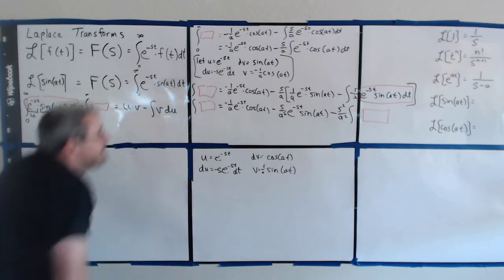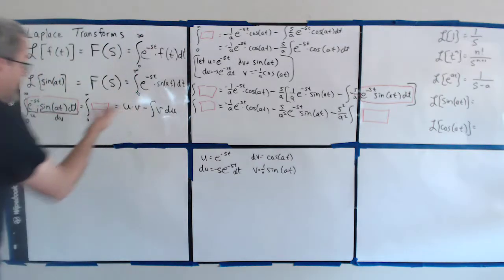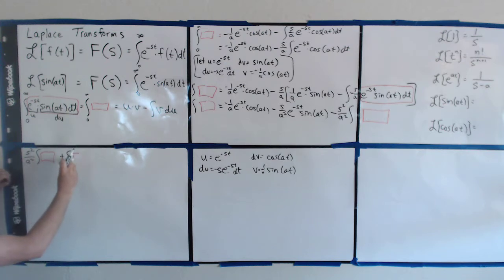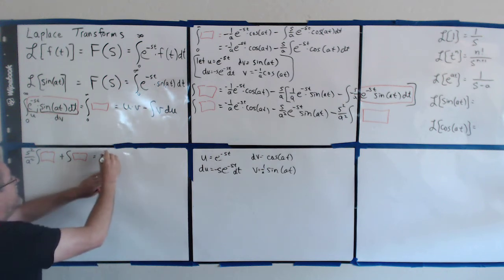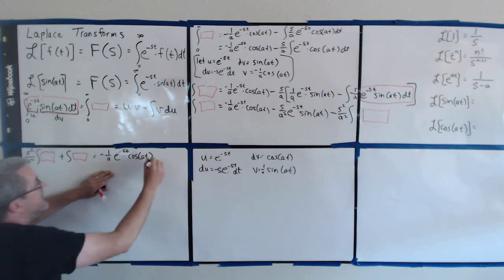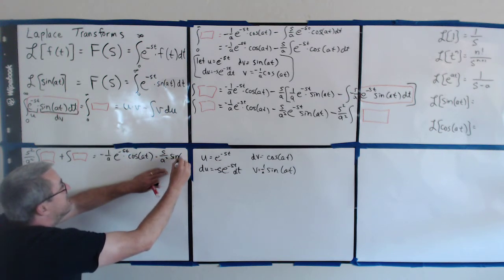Watch what happens now. See this minus this constant times that integral? We're just going to add it over to the other side. So when we add it over to the other side, we'll have s squared over a squared times the integral of that red stuff plus the integral of that red stuff is equal to negative 1 over a e to the minus st cosine of at minus s over a squared sine of at.